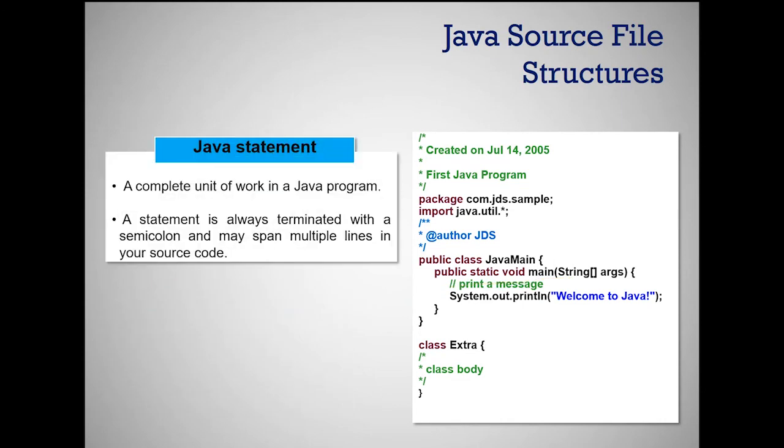So here you have your Java statement. Okay, I think you're familiar already with what programming statements are. These are the things that you want the program to do when you access them. For example, here for your statement, we print welcome to Java. Okay, this is a print statement. A Java statement is a complete unit of work in a Java program. A statement is always terminated with a semicolon and may span multiple lines in your source code.